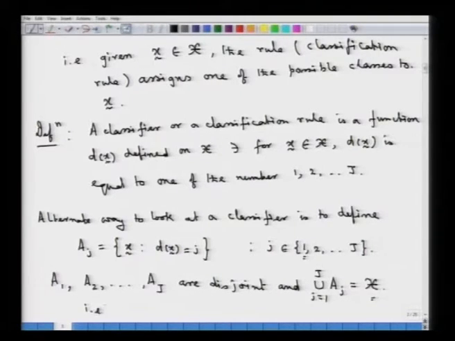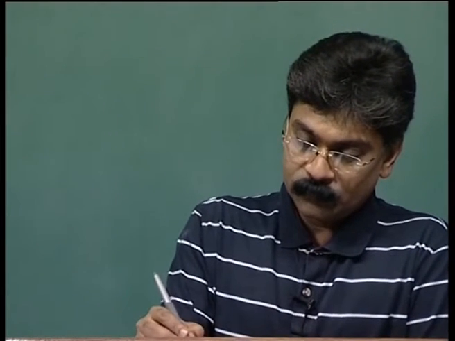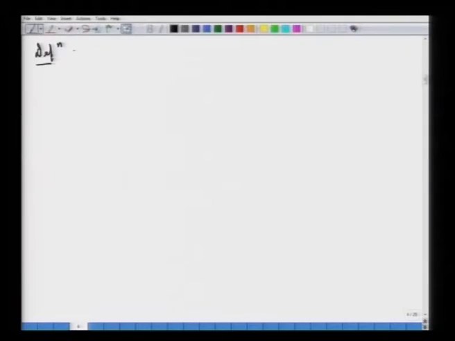Now, by saying that they are disjoint, what we say is that A_i intersection A_j is equal to a null set phi for every i not equal to j, and we have the union, i equal to 1 up to capital J, of these A_i elements equal to script X, and hence A1, A2, AJ form a partition of the sample space. And then we can give an alternate definition in terms of these. So, let me give that definition through the partition.